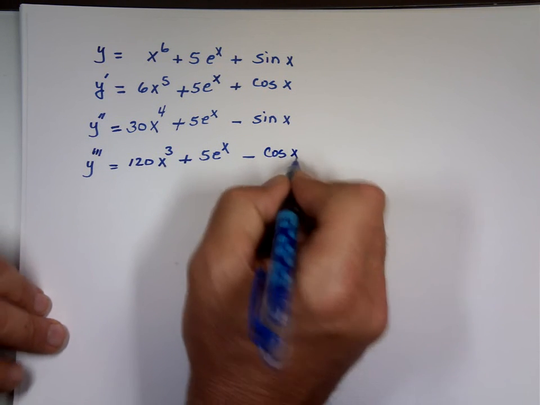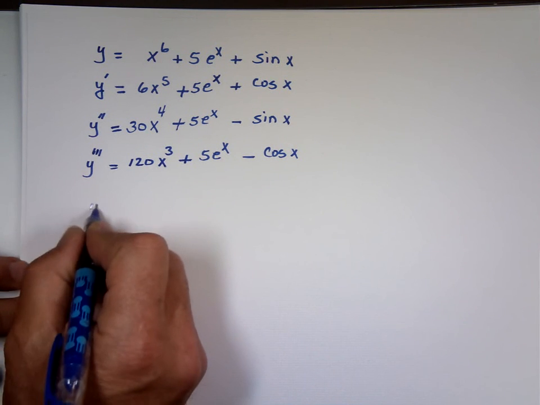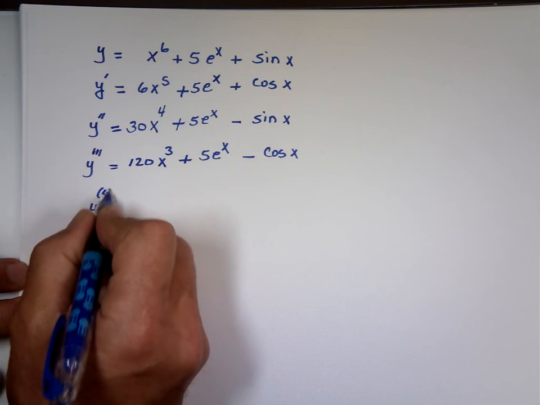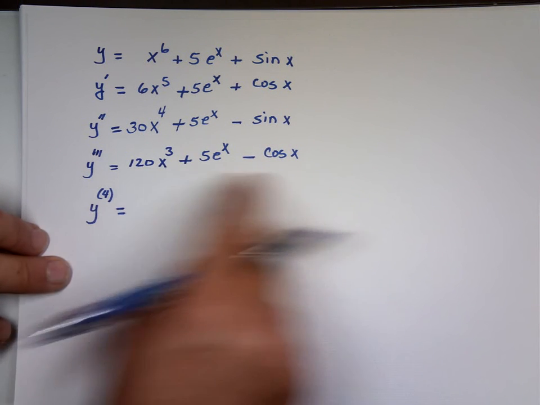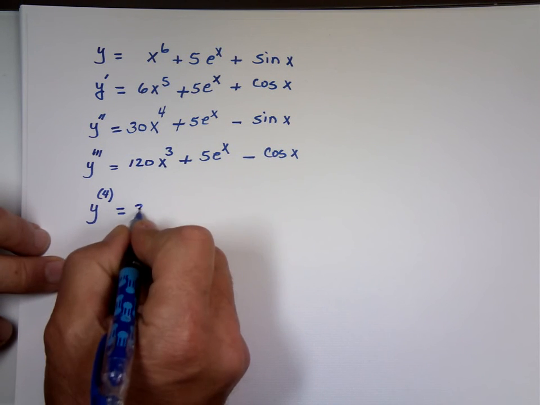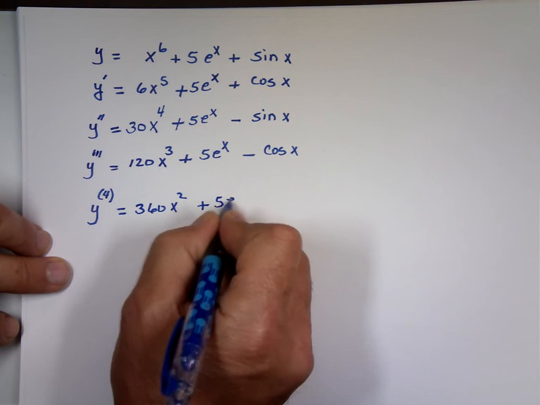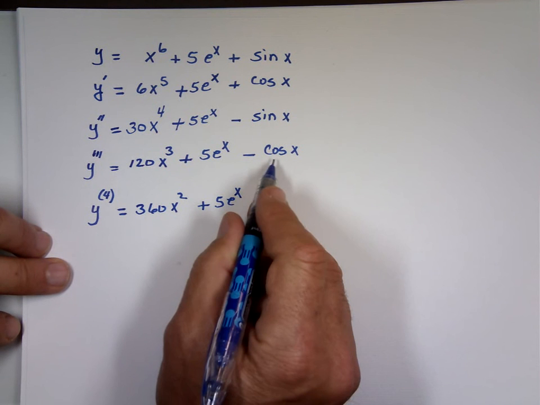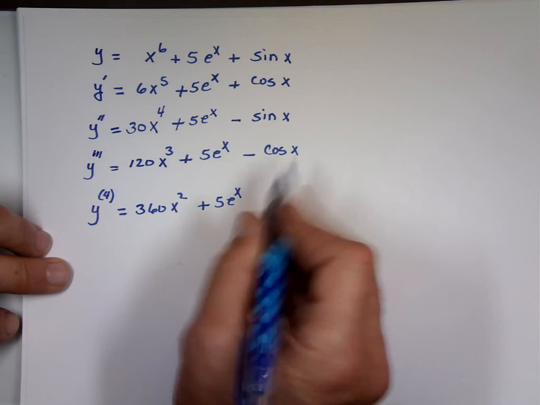Now, if I want to find the fourth derivative or the fifth derivative, I'm not going to put 4 slashes. So what you're going to see is parentheses 4, like this. That's the fourth derivative. What's the fourth derivative? Derivative of this one, 120 times 3, 360x squared, plus 5e to the x. Derivative of cosine is what? Minus sine. So a minus sign will make it what? Plus sine of x.